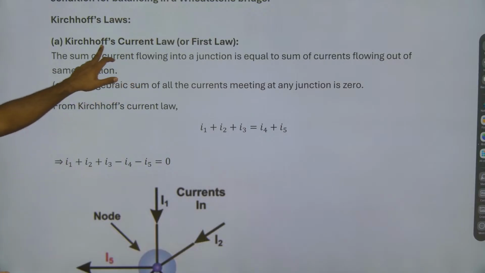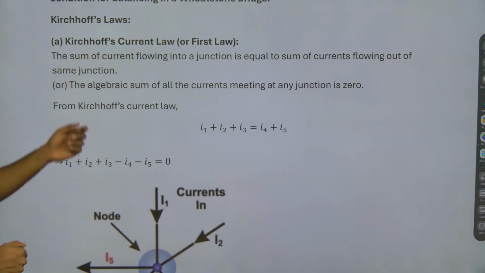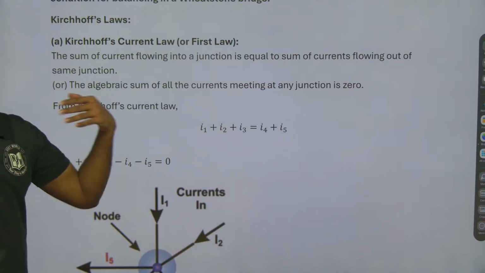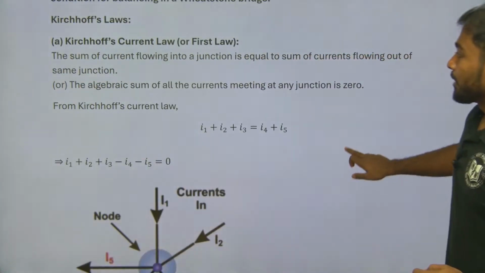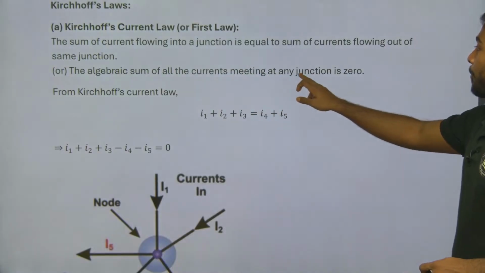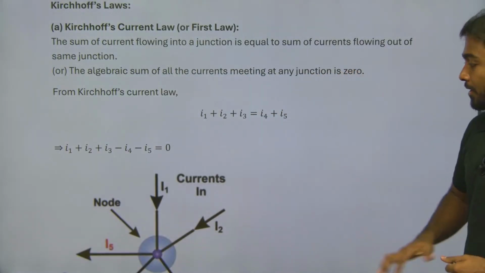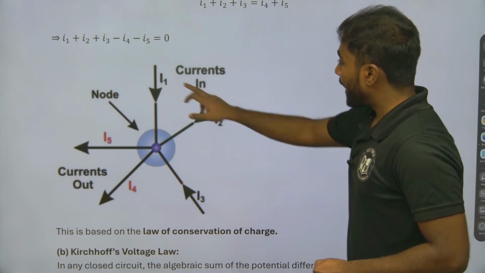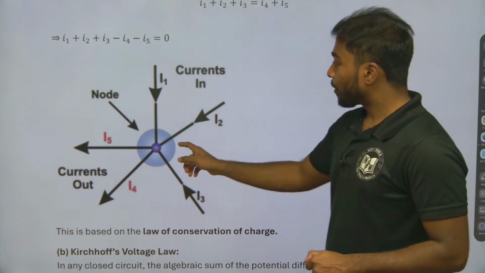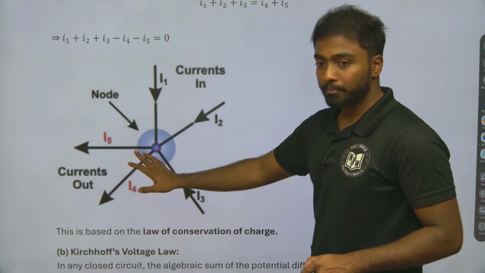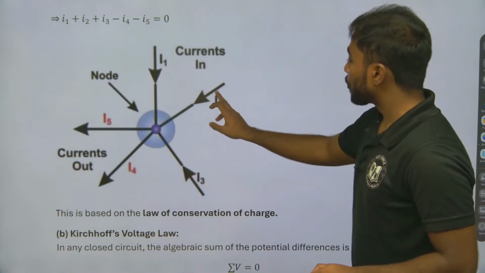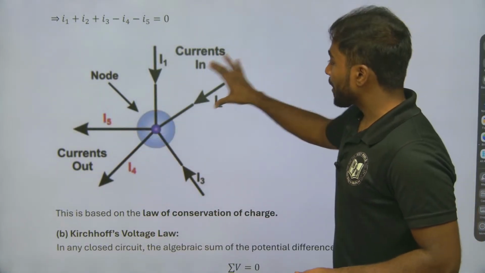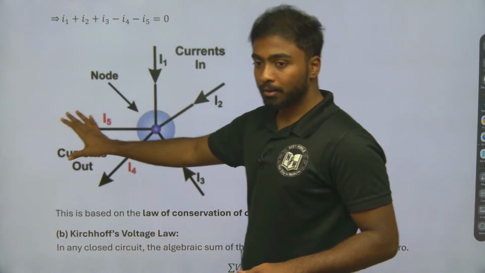So first law, like Kirchhoff current law will say, okay, sum of current flowing into a junction is equal to the sum of the current coming out of the junction. Okay, so the algebraic sum of all current meeting at a point like junction point will be 0. So if we take this is the junction, okay. So what are the currents coming in? I1, I2, I3. So what are the currents going out? I4 and I5. So can we say like I1 plus I2 plus I3 will be equal to I4 plus I5? Sum of current coming in will be equal to sum of current going out.